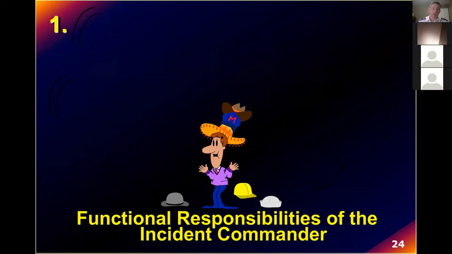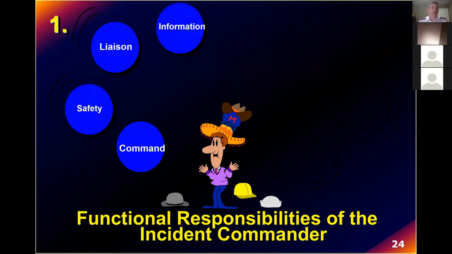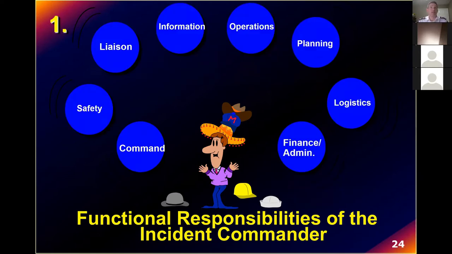So again, I'll just list them first and we'll talk about them a little bit. We've got command, safety, liaison, information, operations, planning, logistics, finance. These are all things that the incident commander is obviously going to have to juggle, right? Unless these responsibilities are delegated, they are performed by the incident commander.